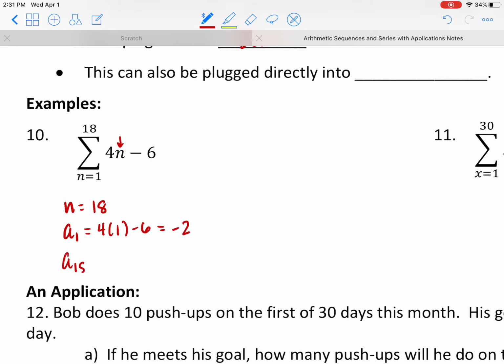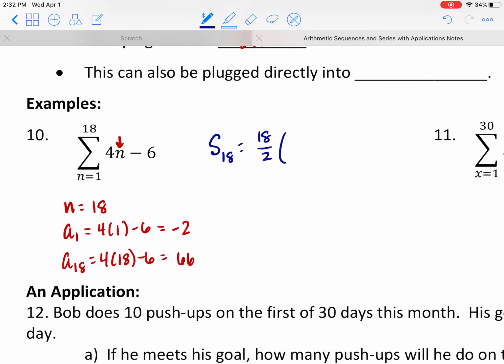So 4 times 18 minus 6. And 4 times 18 is 72. 72 minus 6 would be, what, 66? Let me not screw this up. 4 times 18. Don't trust my at-home math. Okay, good, 66. Sometimes I can still multiply and subtract. Hallelujah. All right, so those 3 pieces are the ones I need to find the sum, which is what this is asking me to do.